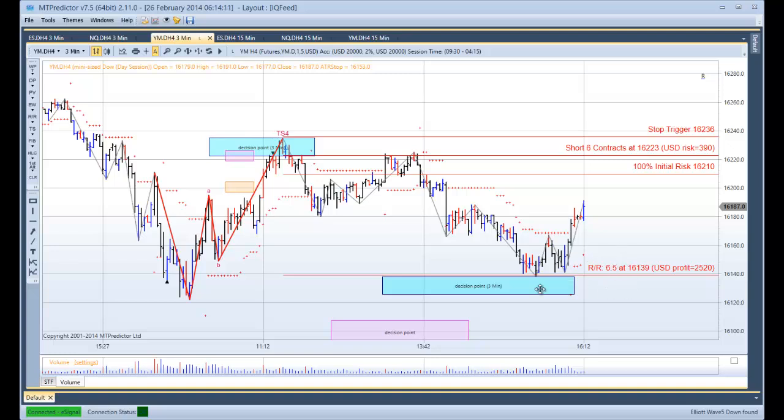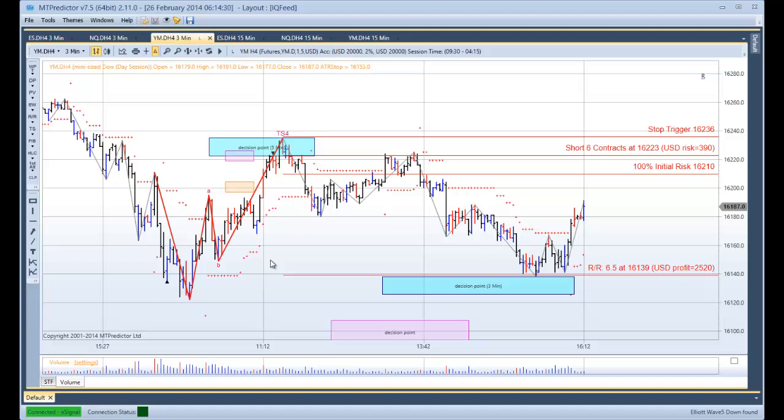But you see how MTPredictor allows you to keep the losses small. So if you made a losing trade there, it would have been 1 risk unit, but this profit down here would have been plus 6.5, or 6 times greater than the loss. That is the key to successful trading, keeping your losses small and having your profits large.